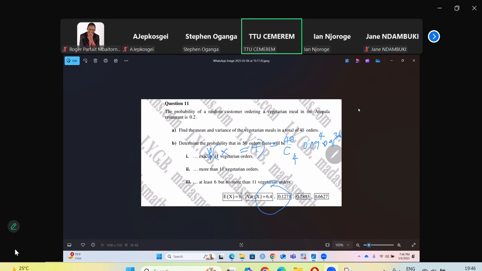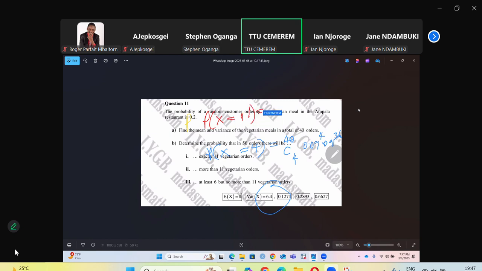Let us leave part A first. Let us deal with part B. Part A, we've not done something there. I'll introduce it now before we move. Is that okay? Yes. Part B, exactly 11 vegetarian orders. So we are being asked for the probability of X is equal to 11. Is that okay? Yes.